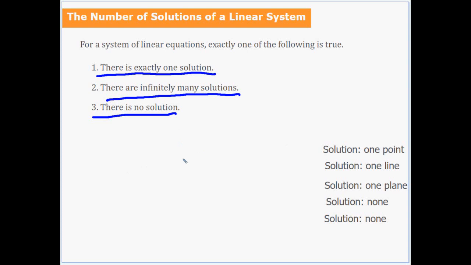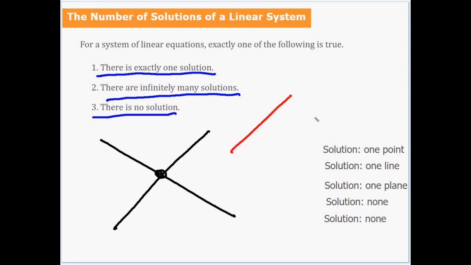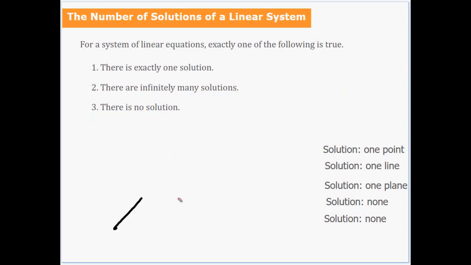If I have two lines, maybe the lines intersect at one point, there would be one solution. Maybe the lines are parallel to each other. They're never going to intersect, so there would be no solutions. Or maybe this blue line is covered up by the red line, and that means there would be infinitely many solutions. What we're going to do is the same here, but instead of lines, we're talking about planes.